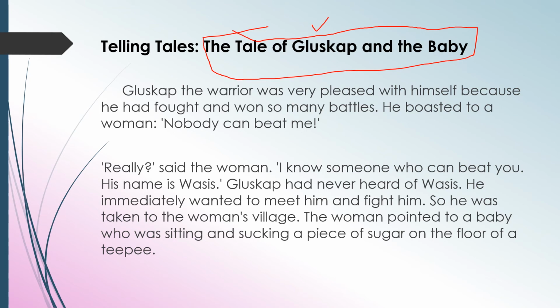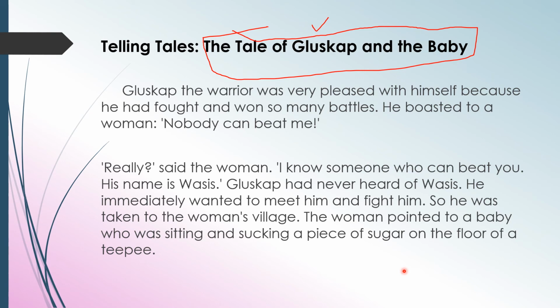Gluskap, the warrior, was very pleased with himself because he had fought and won so many battles. He boasted to a woman, "Nobody can beat me." "Really?" said the woman. "I know someone who can beat you. His name is Oasis." Gluskap had never heard of Oasis. He immediately wanted to meet him and fight him, so he was taken to the woman's village. The woman pointed to a baby who was sitting and sucking a piece of sugar on the floor of a teepee.